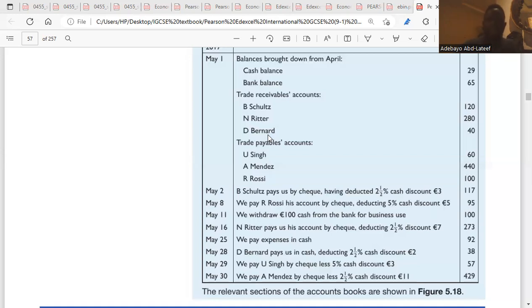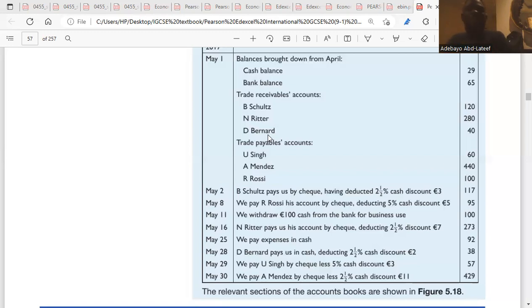The same goes for Rossi, which is the last trade payable, the last creditor we are owing. For Rossi, we are owing Rossi 100 euros. We are given a 5 euros cash discount. So on the debit side of Rossi's account, we're going to have bank 95 euros. Then discount received 5 euros on the debit side also. That makes 100 euros. And on the credit side of Rossi's account, we're going to have balance brought down for May 1 for 100 euros. That's how we open each ledger, the trade receivable ledger and the trade payables ledger.